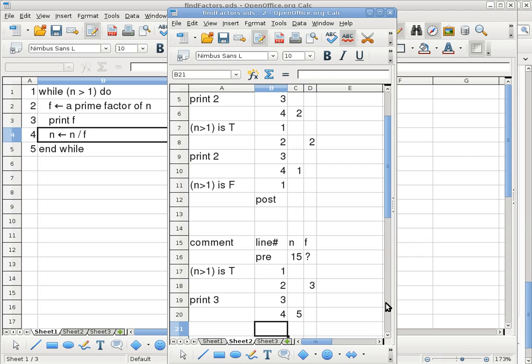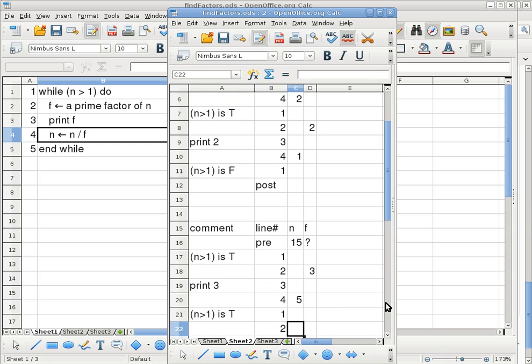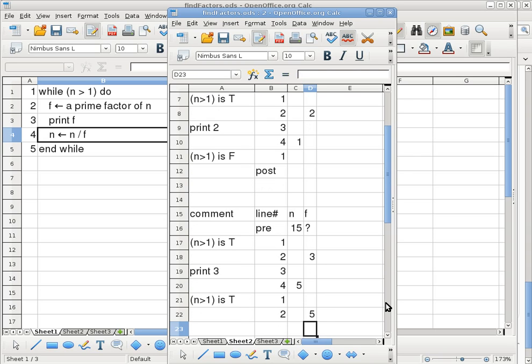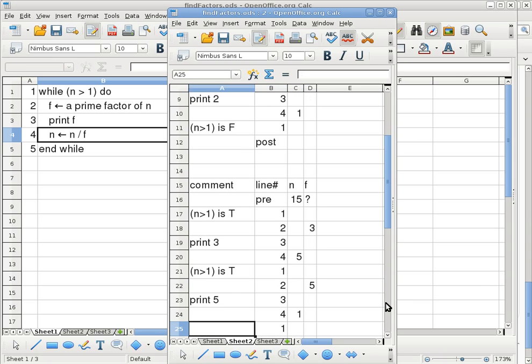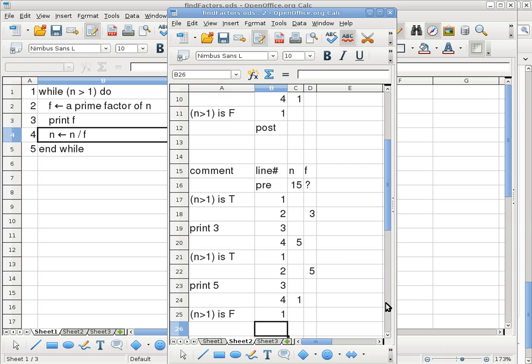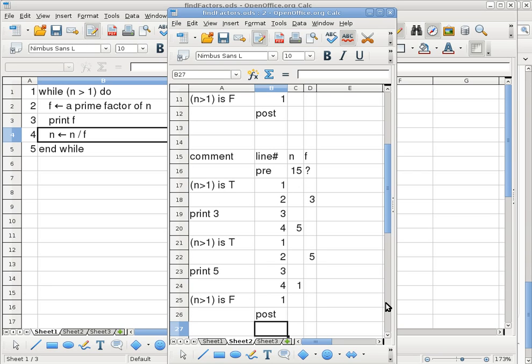But in this case, let me just finish the trace so you can see the whole thing. n is still greater than 1. We go to line 2. This time, what is a prime factor of 5? 5 itself, since it's a prime number. So we go to line 3. We print 5 this time. We go to line 4. 5 divided by 5 is 1. So now n is 1. Then we go back to line 1 again. The condition becomes false, because 1 is greater than 1 is false. And we are done.